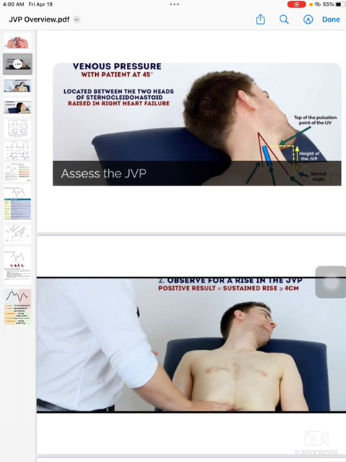To perform the test, there should be at least a 3 centimeter distance from the upper margin of the baseline of jugular venous pressure to the angle of the mandible. Position the patient in a semi-recumbent position, 45 degrees. Apply direct pressure to the liver.